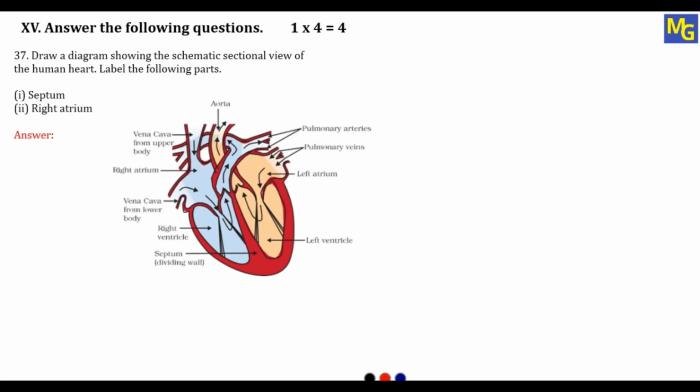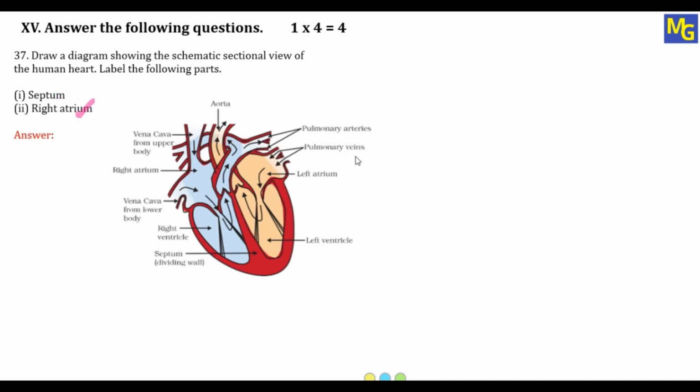Now the next question is question number 37, which says answer the following question. You have to answer only one question which carries 4 marks. So total marks we are going to get is 4. Draw a diagram showing a schematic sectional view of a human heart and label the following parts. So here we have to draw the diagram of the heart and then we have to label septum and right atrium. This is the diagram which you can see, which I have taken from the NCERT book. Here this diagram has all the labeling, but in this question they have asked septum and right atrium.